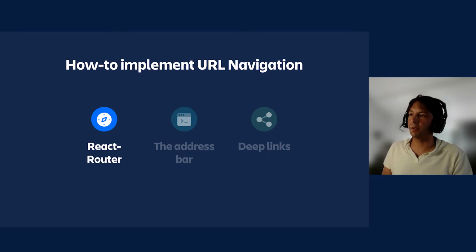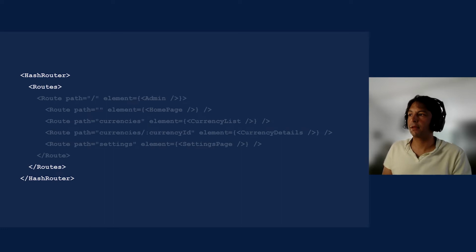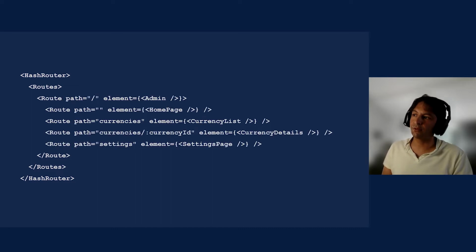Now, how to implement this? 3 steps. The first one is we have to add React Router to our app. Here, we'll use the latest version of React Router, which is v6. The main part is adding a top-level router. Here, we're using the hash router, which is provided by the library, and then define the routes for our app.